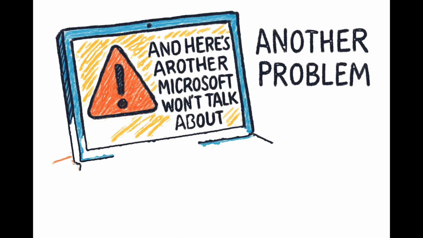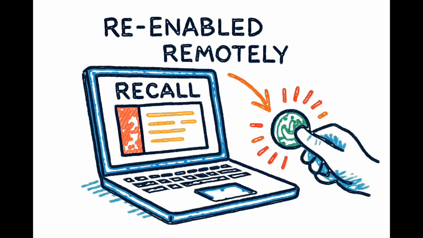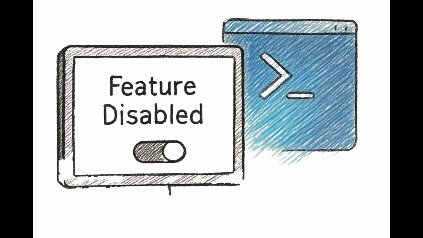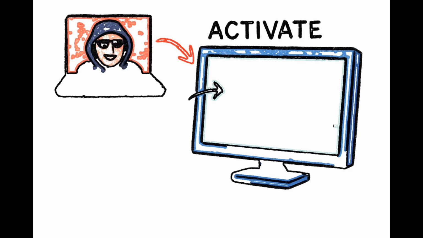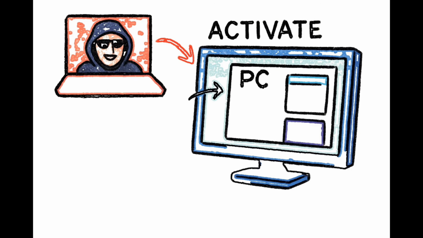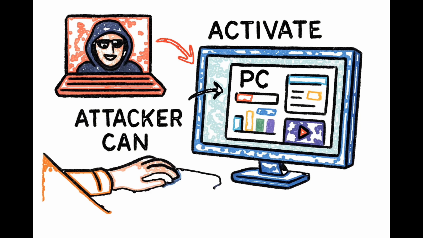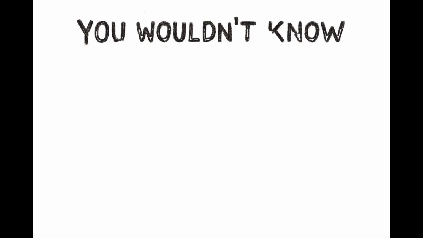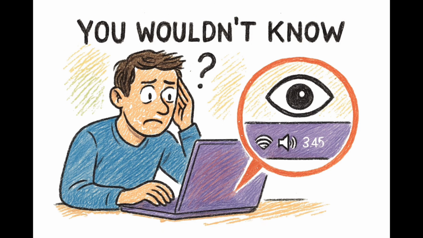And here's another problem Microsoft won't talk about. Recall can be re-enabled remotely. Even if you disable it through settings, a PowerShell command can turn it back on silently. If an attacker has remote access to your PC, through a Trojan, through compromised credentials, anything, they can activate Recall in the background. Let it run for days or weeks, capturing everything you do, then extract the database later. You wouldn't know until you happen to check your system tray, if you even look at your system tray.